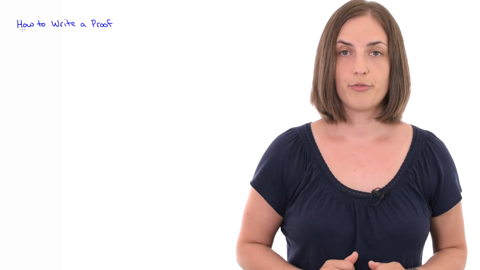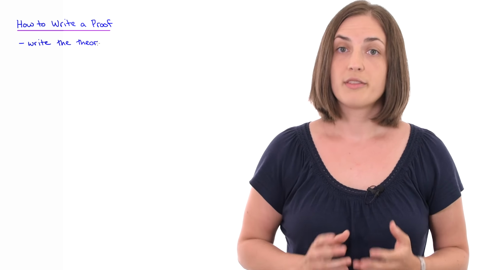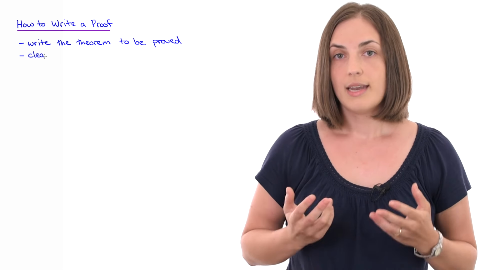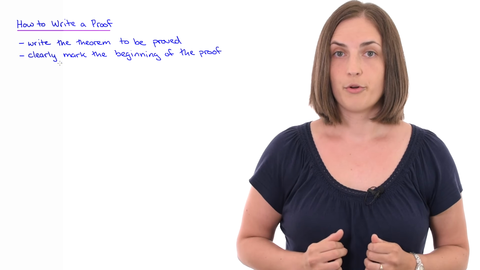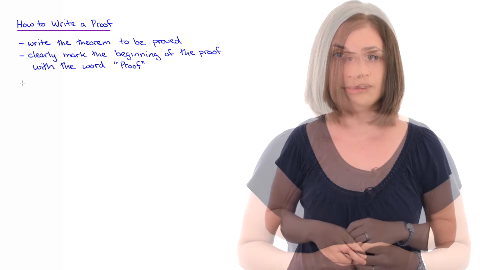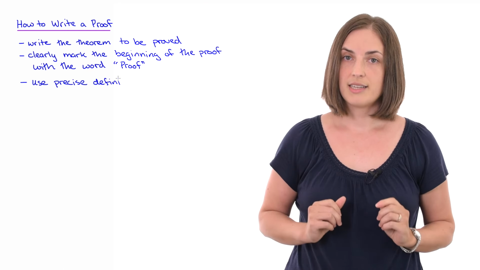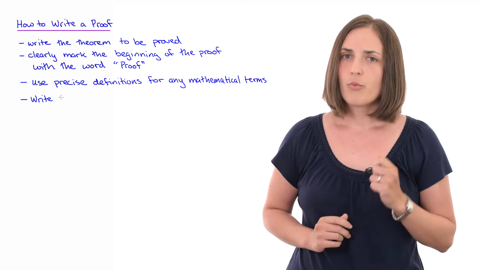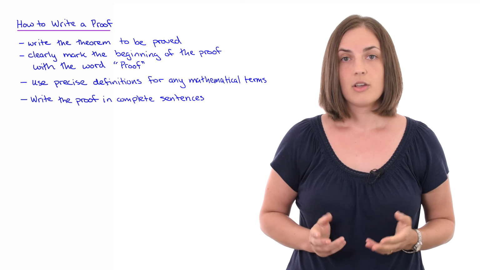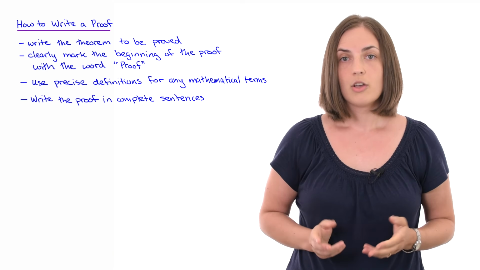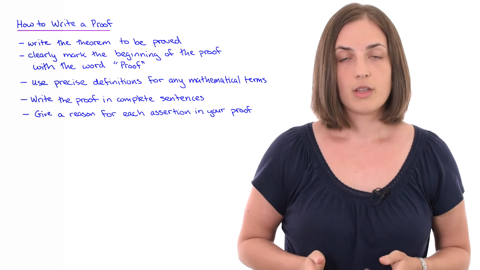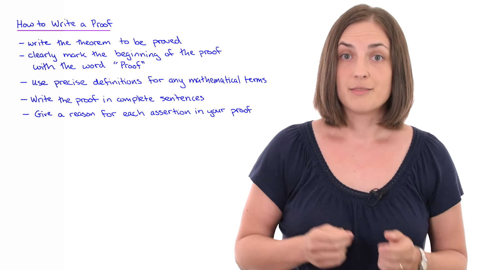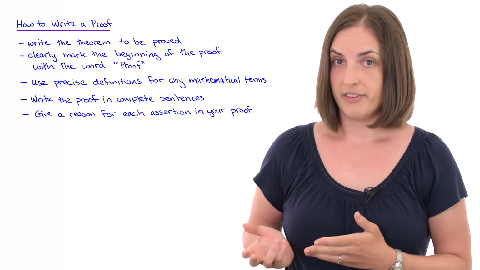Now here are some tips for how to write a proof. Begin by writing down the theorem that is to be proved. Next, clearly mark the beginning of the proof with the word proof. Make sure to use precise definitions of any mathematical terms. Also, write your proof in complete sentences, which can be a mix of English words and symbols. Give a reason for each assertion in your proof. For example, you may say something is by definition, or by a previous theorem.